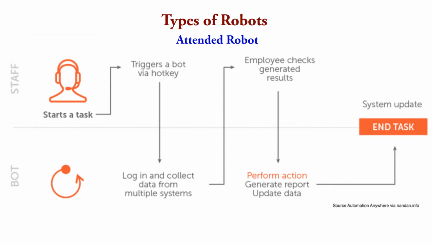Types of robots. We have two robots, attended robot and unattended robot, based upon the staff supervision. So see here, the employee triggers a task, that is, it triggers a bot via hotkey, and the bot gets into the picture, logs in, and collects the data from multiple systems. Again the employee checks and generates the results, and then the bot gets into action, generates the report, updates the data and ends the task. So after execution of every operation, there is supervision from the staff. That is called an attended robot.